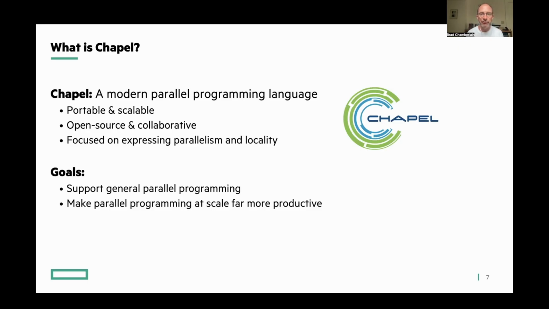At the highest level, you can think of Chapel as having 2 main goals. The first is to support general parallel programming. You can think of this as, if you have some parallel algorithm in mind and some parallel hardware you'd like to run it on, you ought to be able to do that in Chapel, or we're failing at this goal. The second goal is to make parallel programming at scale far more productive than it is today.